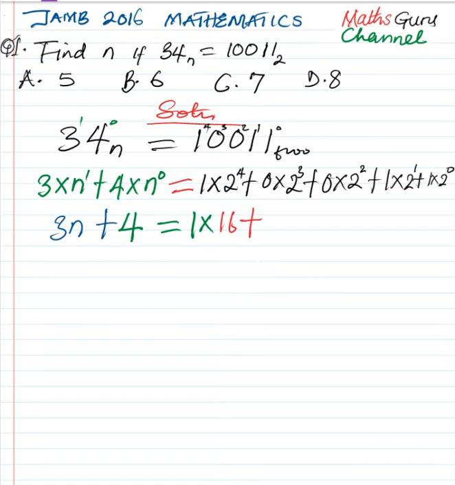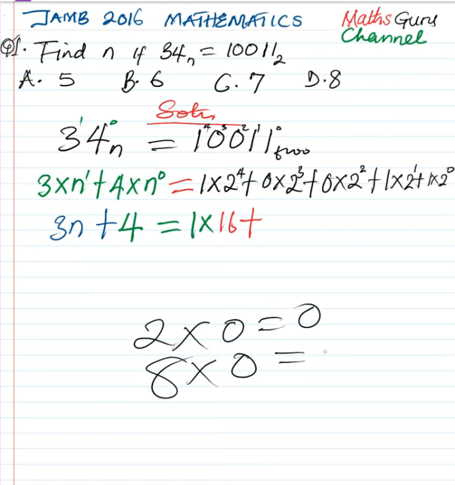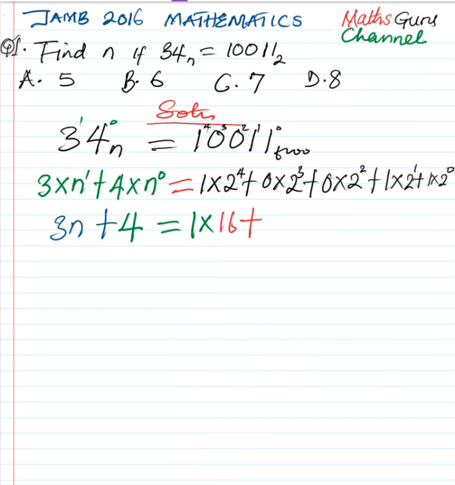Plus, if you take a look at this number, we have 0 times 2 raised to the power of 3. And we remember that any number multiplied by 0 is 0. 2 times 0 equal to 0. 8 times 0 equal to 0. 1 million times 0 is still 0. So we can now move on to say 0 plus 0 because this is also multiplied by 0.